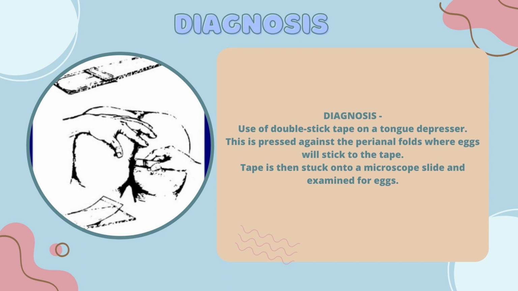Next is diagnosis. In diagnosis, a double stick tape on a tongue depressor is pressed against the perineal folds where eggs will stick to the tape. The tape is then stuck onto a microscope slide and examined for eggs.